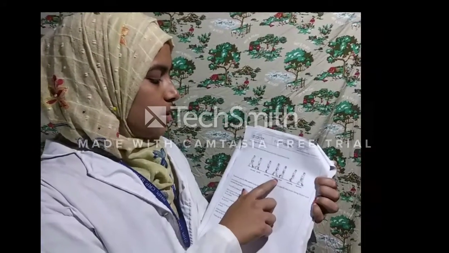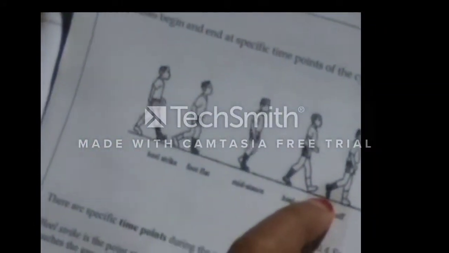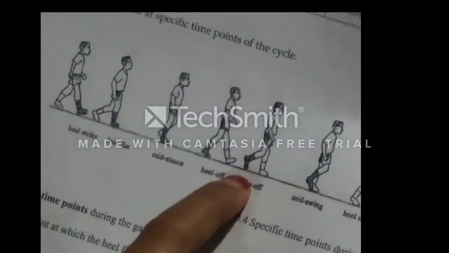Pre-swing. It is the last stance phase, and also it is the terminal double stance, double support phase. In this phase, the contralateral foot contacts the ground and the other foot is in toe off.